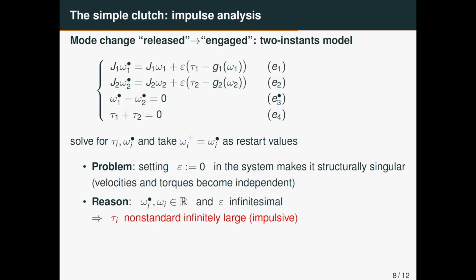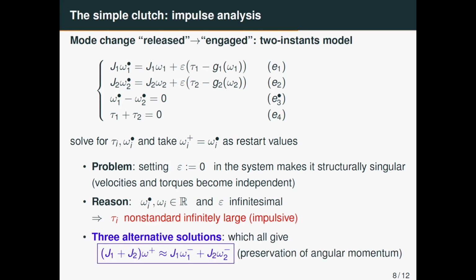We actually proved in previous work that setting epsilon equals 0 in a system is okay if and only if doing so does not make it singular. To overcome this problem, we propose three solutions. They all yield a restart solution that captures the preservation of angular momentum, a physical invariant. I insist that we use physics-agnostic reasoning only.